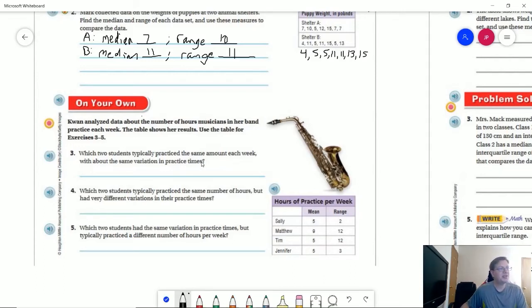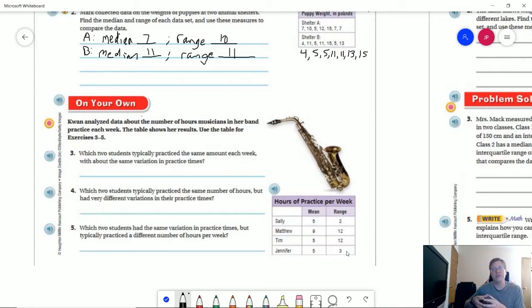Which two students typically practice the same amount each week, but had about the same variation in practice time? For the variation, we are going to look at range, and we are also going to look at the mean for the first part. If I look at the mean, I have a duplicate of 5 for both of these. I have a range of 2 and a range of 3. So they're very close.